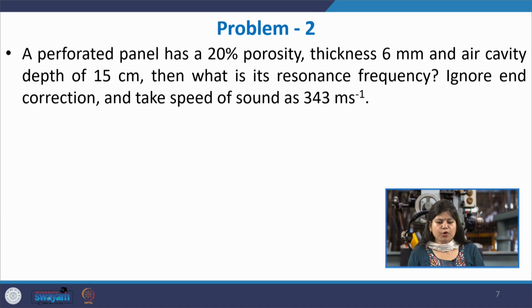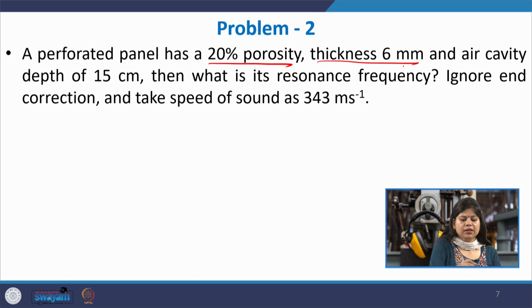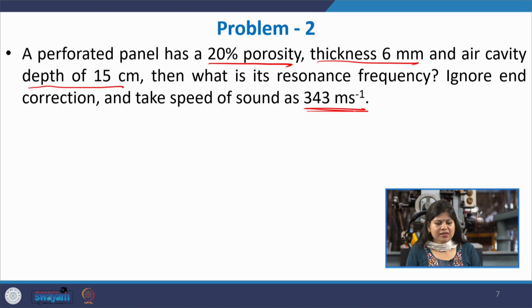Let us see problem 2. A perforated panel has 20% porosity, thickness as 6 millimeters. So, various values are given to us. Porosity is given, the thickness is given, the air cavity depth is given to us. What is its resonance frequency? Here you can ignore the end correction and take the speed of sound as 340 meters per second. So, various things are given to you.